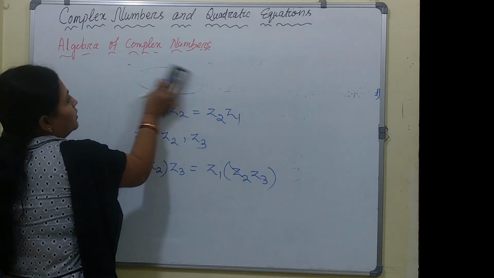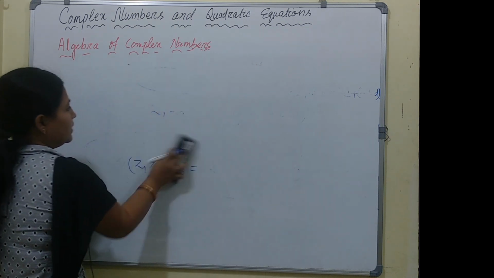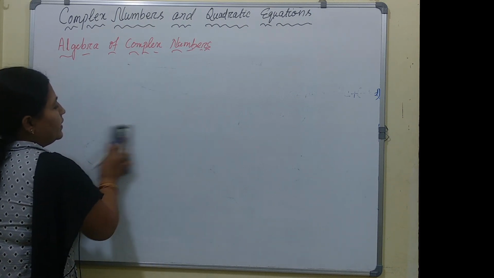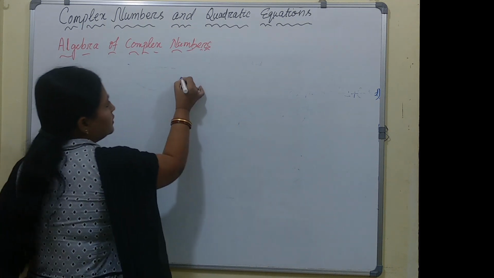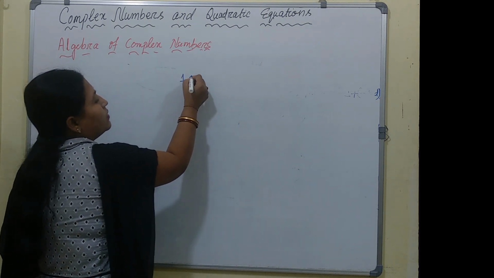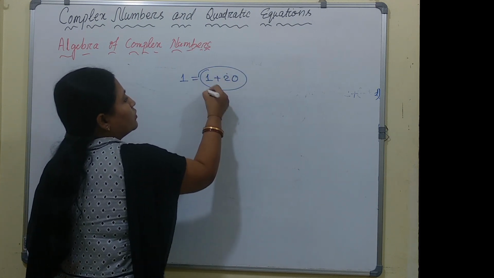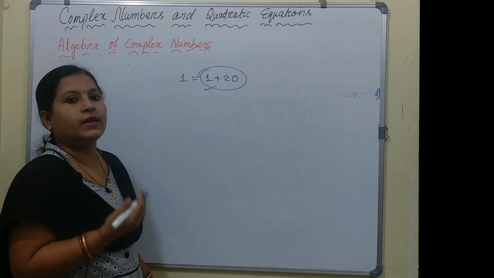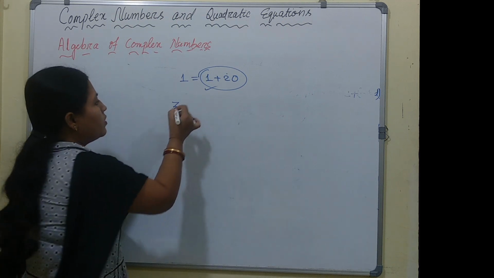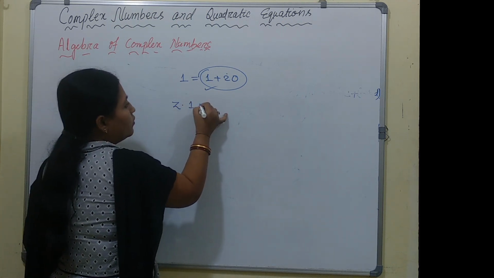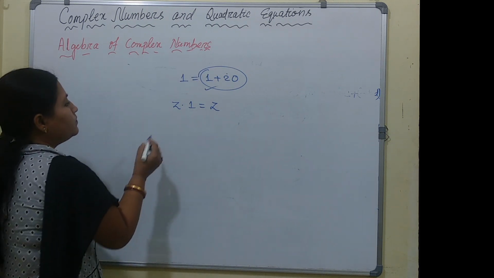And multiplication satisfies the existence of identity. That is, in complex numbers we get the multiplicative identity, that is 1. So we can write 1 is equal to 1 plus i0. So 1 is the multiplicative identity. When we multiply 1 with any complex number z, z into 1, then we get z. So 1 is the multiplicative identity.